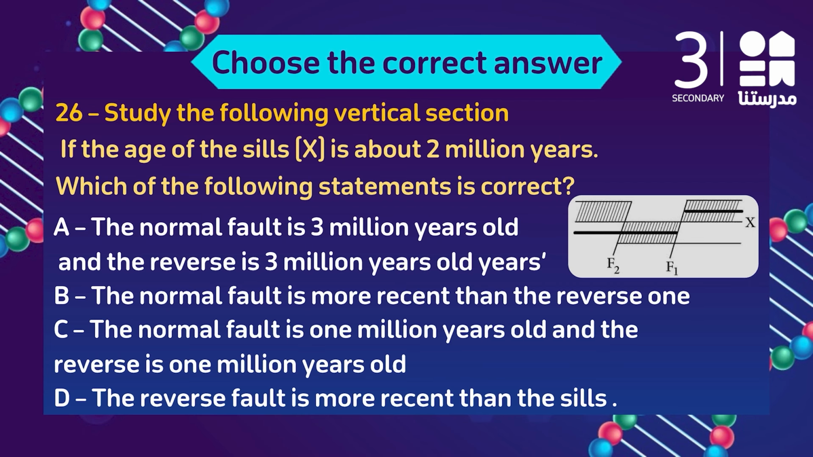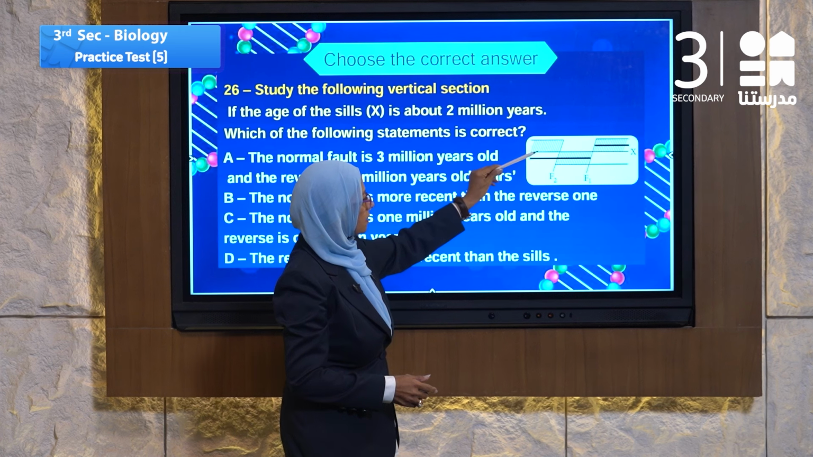So let's go to question number 26. Question number 26 speaks about earth science again. Study the following vertical section. If the age of cell X is about 2 million years, it speaks about the age of these rocks. Which of the following statements is correct? Here are moving rocks. The moving rocks, one of them has pulling force.